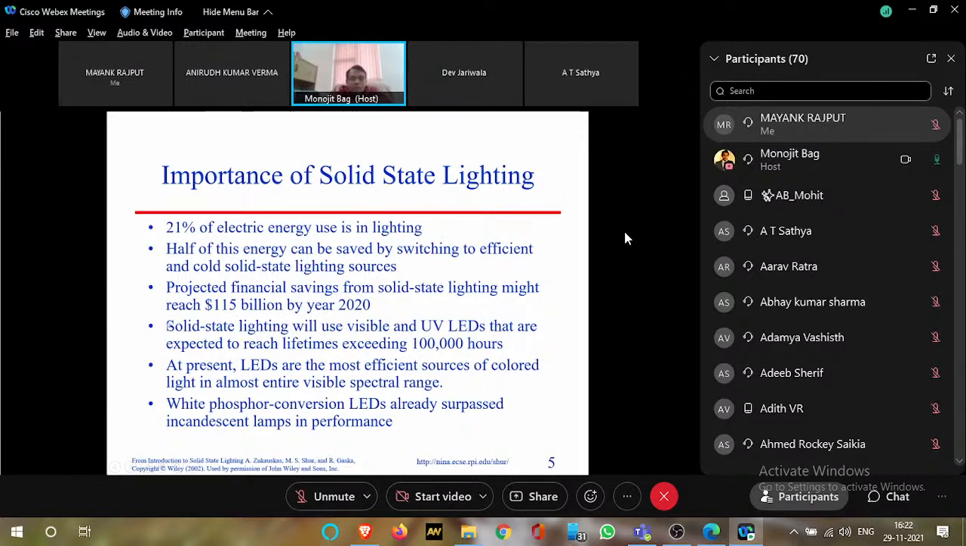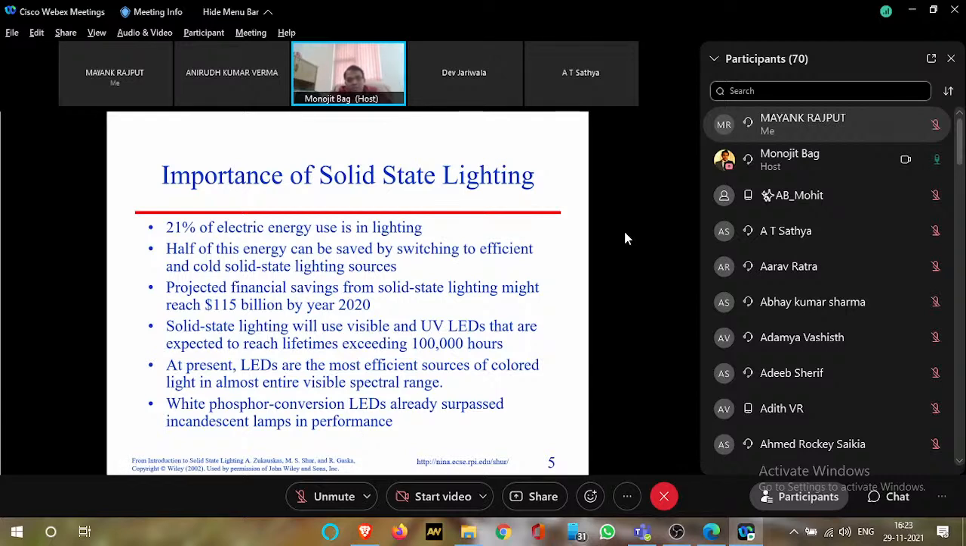Also, if you look at the energy payback time, LEDs are so efficient and their lifetime is so long compared to the incandescent bulb, or the fluorescent lamp, which is even lower than the incandescent bulb. So definitely people started investing more into solid state lighting.